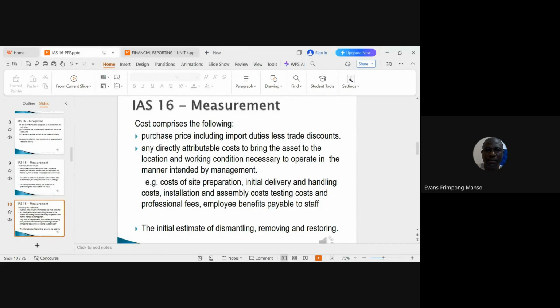I mean, after you have used the property, plant, and equipment, if you can estimate the cost that you incur to dismantle it, or remove it, or restore the site to its original state, they will all form part of the initial cost of the property, plant, and equipment. We shall look at an illustration subsequently.